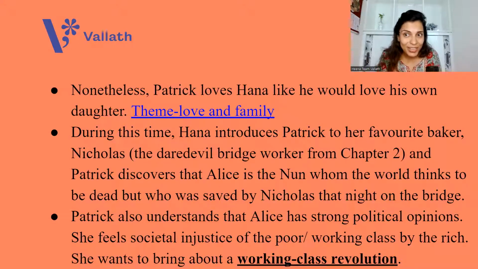Remember? Nicholas, the fearless bridge constructor. So during this time, Hannah introduces Patrick to her favorite baker, Nicholas, the daredevil bridge worker from chapter 2. And Patrick discovers that Alice is the nun whom the world thinks to be dead. Alice is the nun. Can you imagine? Yes, she is the nun who was saved by Nicholas.